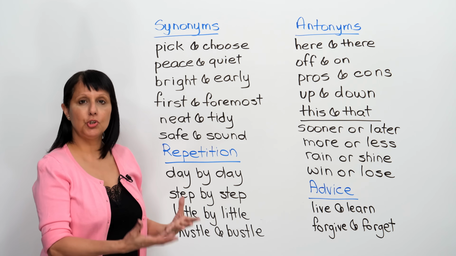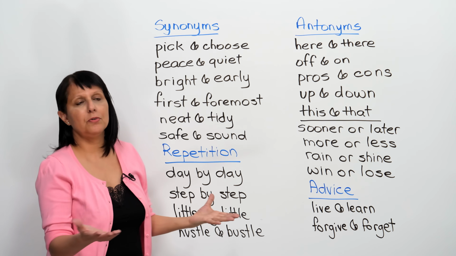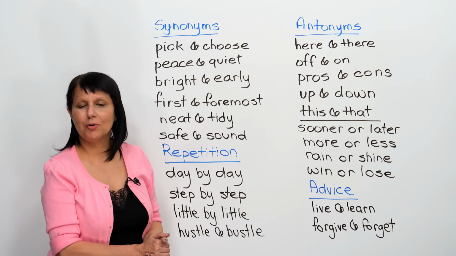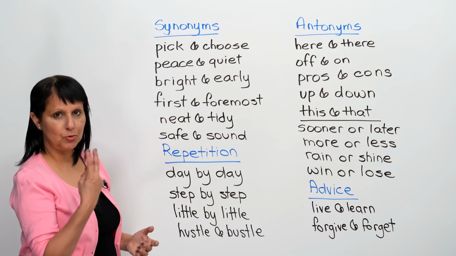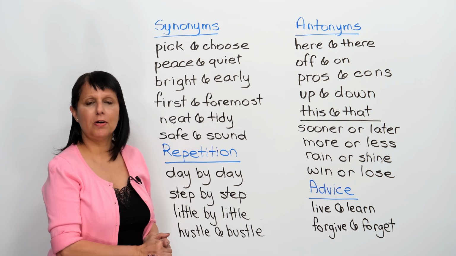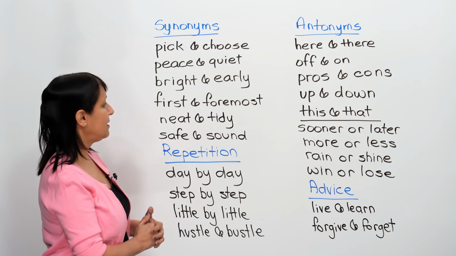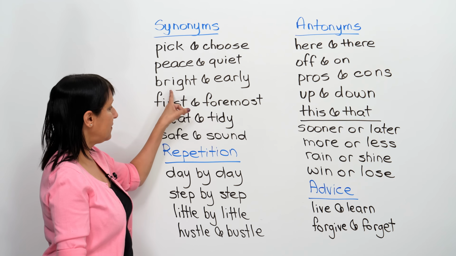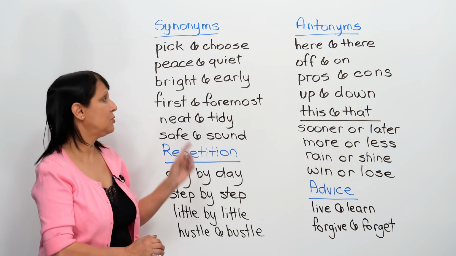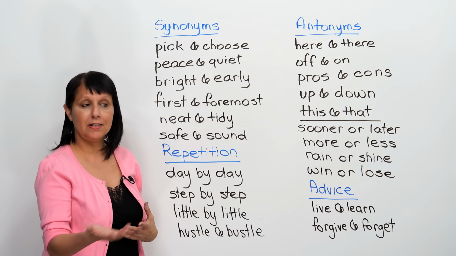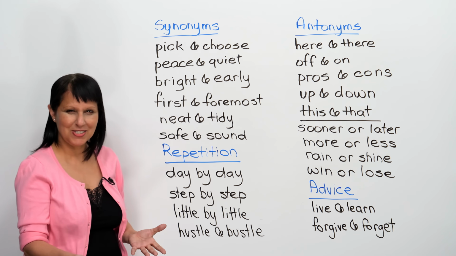Synonyms, pick and choose. So here we see two verbs, right? I love to go to the library where I can pick and choose any book I want, okay? Or peace and quiet, two nouns. I love to take a walk in the park because of the peace and quiet. Or bright and early. These are two adjectives. We're going to see in our next section how we can use this expression, bright and early, in one of your IELTS speaking questions, okay? Very possible for you to use it.